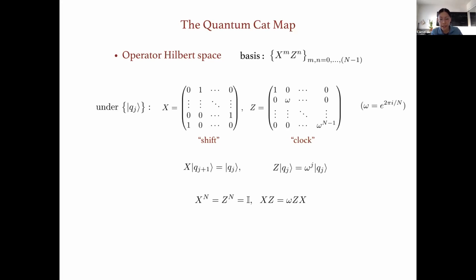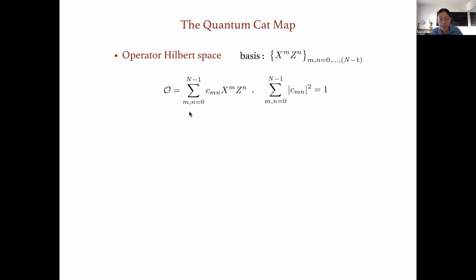Okay. And x and z satisfy some nice conditions: they both become 1 if you raise them to the nth power, and they commute up to some phase factor. And one can expand any operator in the operator Hilbert space using this x^m z^n basis.